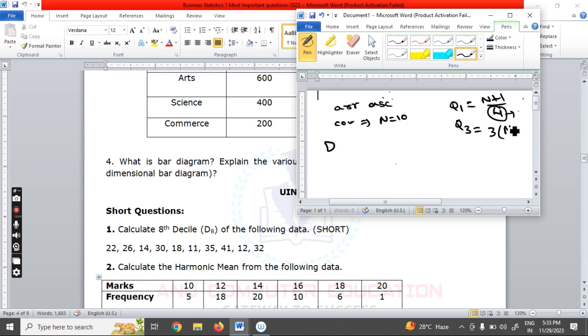3 into n plus 1 by 4. Clear? So same thing, for D8 we have to calculate 8 into, see here, 3 into 3. So same, deciles means 3. So same, n plus 1 by, so what we have to take? Decile means 10. So we have to take 10. Why? Because deciles, deci means 10. So we have to take the 10. So substitute the value of n here, and you can do the same process for the problem.